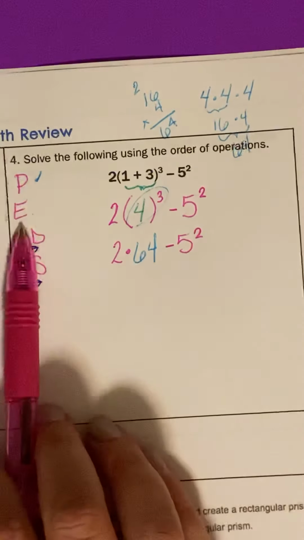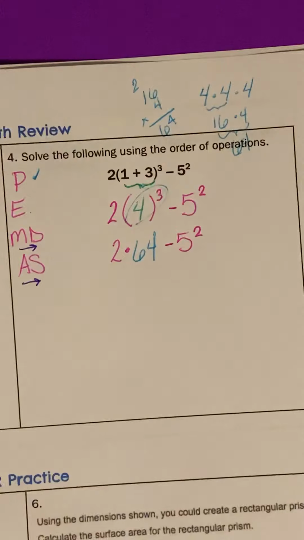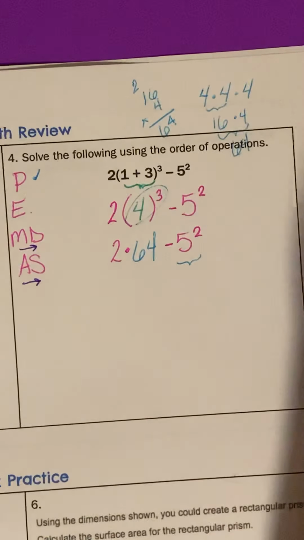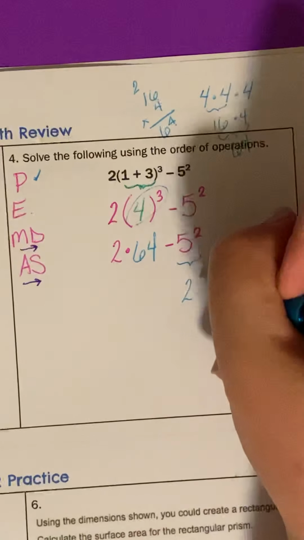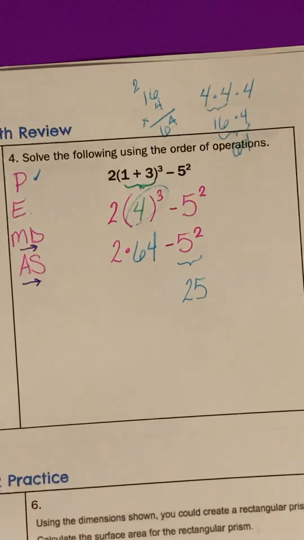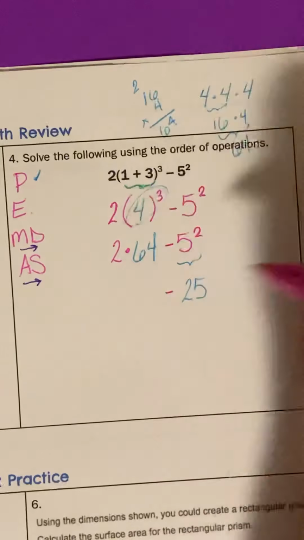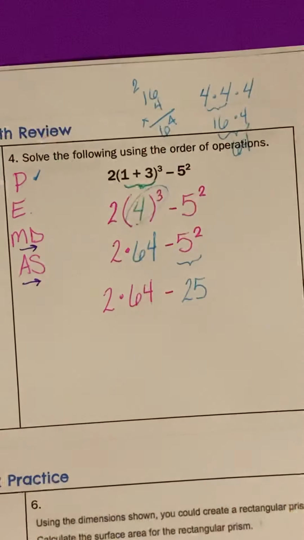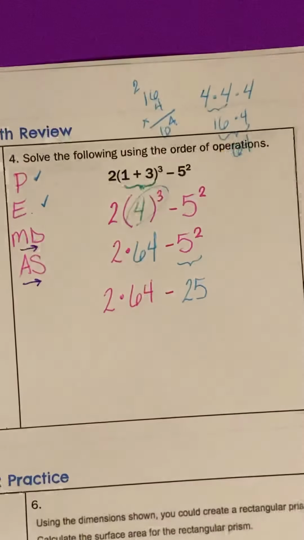Do we still have exponents? Yes, we do. So this exponent, 5 squared, means 5 times 5. So 5 times 5 is 25. Bring everything else down that you did not use. So our subtraction, 64 times 2. Woohoo, we're getting there. All right, now when we do this, do we have any more exponents? Nope. Bingo. Do we have any multiplication or division? Yes, we have multiplication, and that's the only multiplication or division we have.